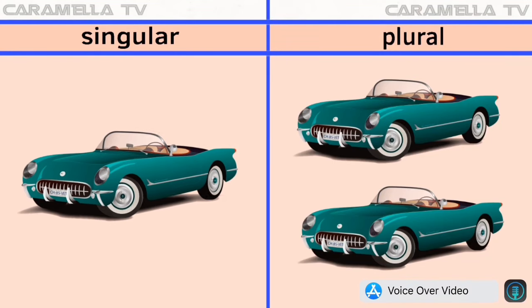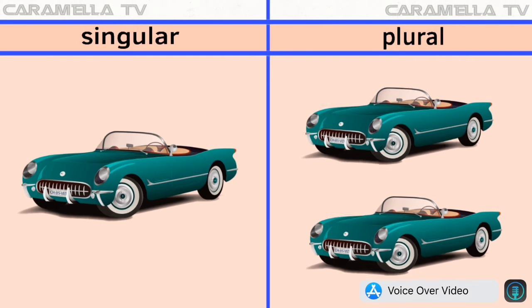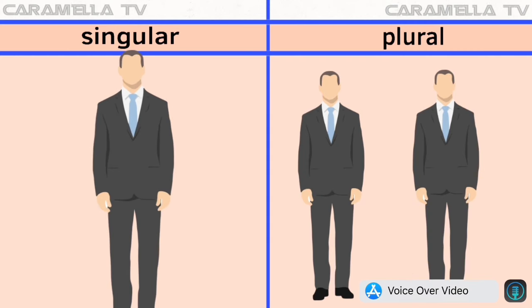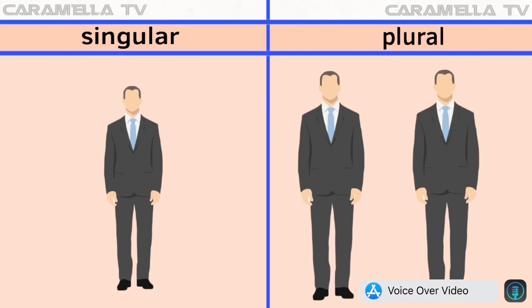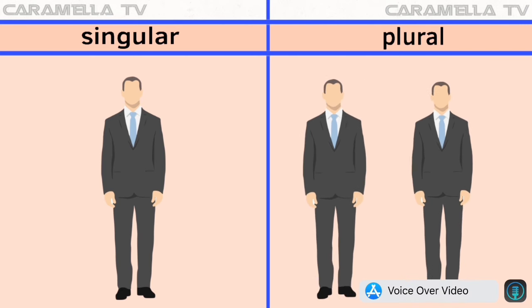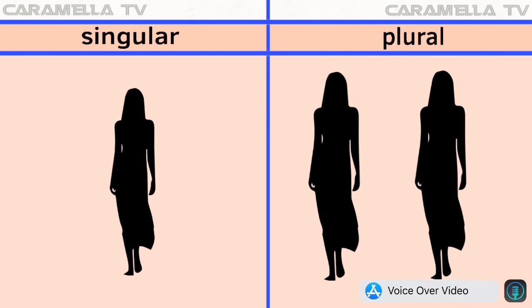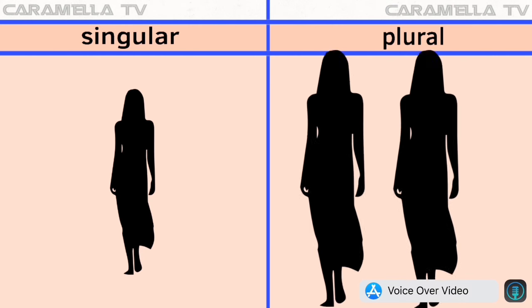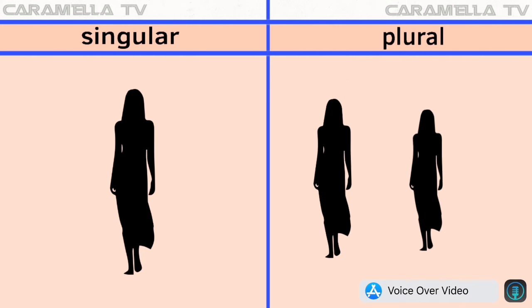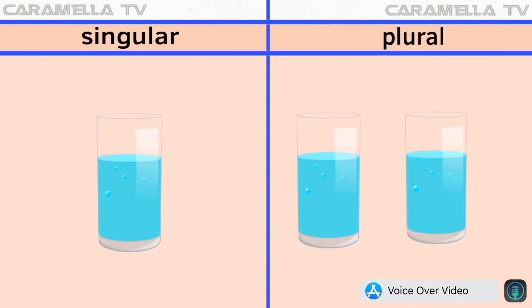Car, one car. Cars, two cars. Man, one man. Men, two men. Woman, two women. Cup, one cup. Cups, two cups.